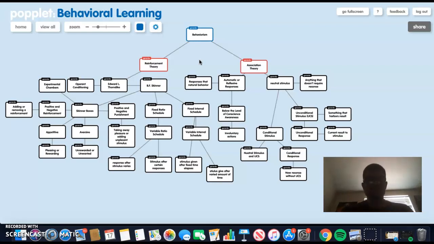And then fixed interval schedule. The fixed interval schedule is basically a stimulus given after a fixed time elapses. So the stimulus is given after the time elapses. And then the variable interval schedule is a stimulus given after a varied amount of time. So it doesn't matter how much time happened in between, he would still give it just at random times. So this will conclude my behavioral learning Popplet.